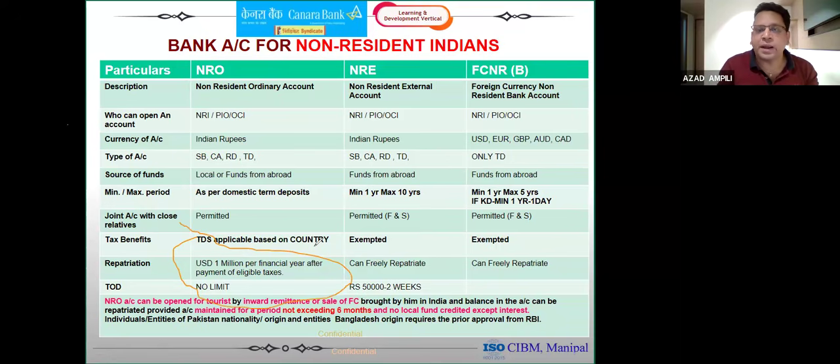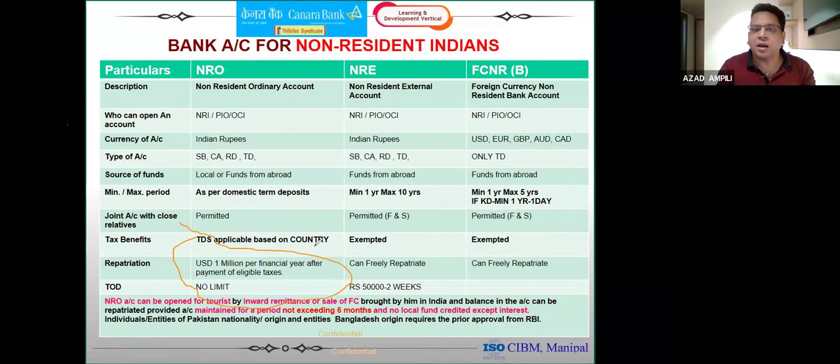And the advantage with NRO is that local funds can also be remitted. Funds from abroad can come at the same time, and local funds can also be credited into this account. So this is about NRO and NRE.